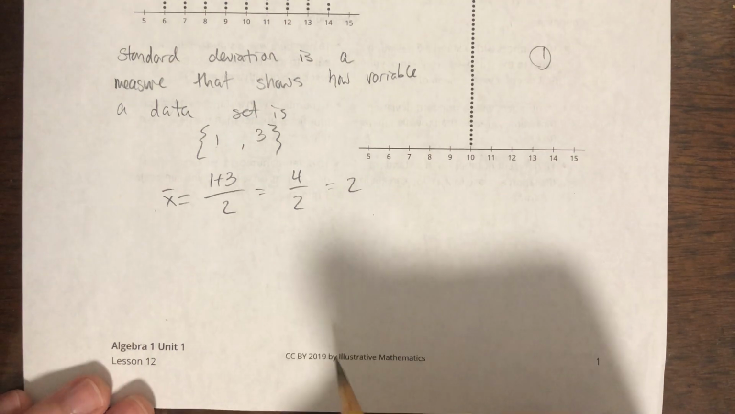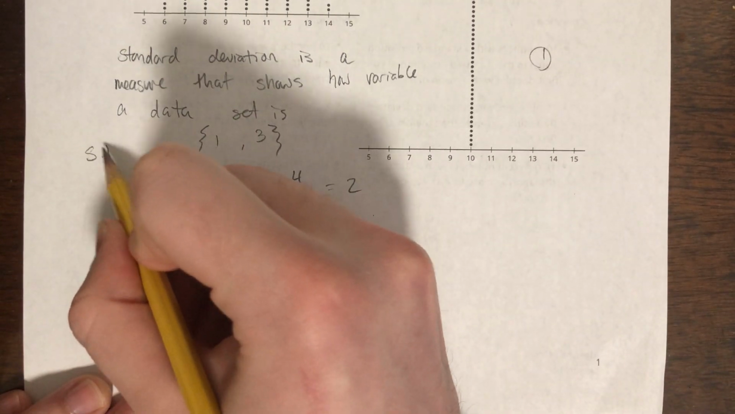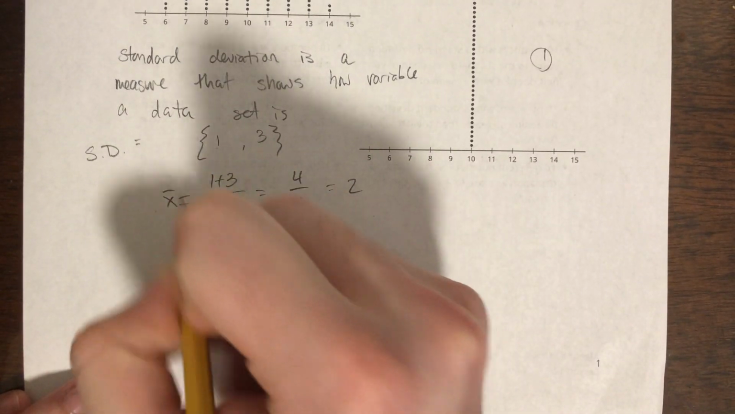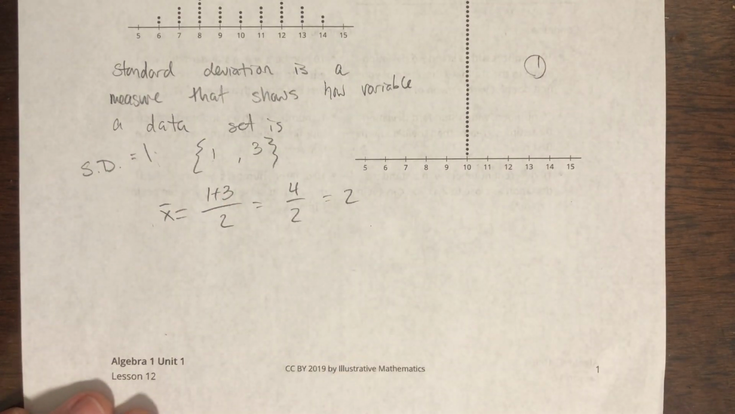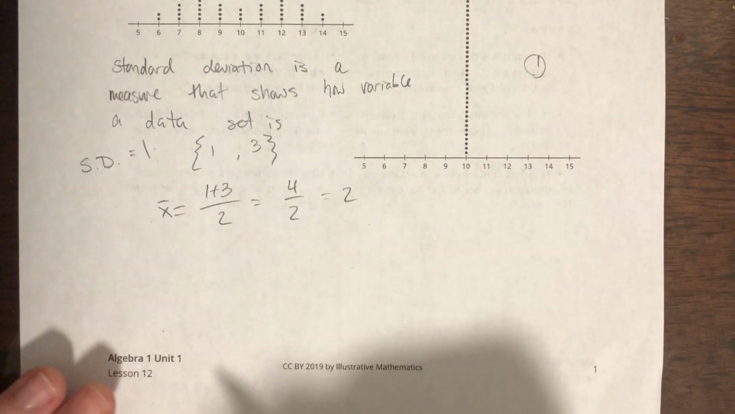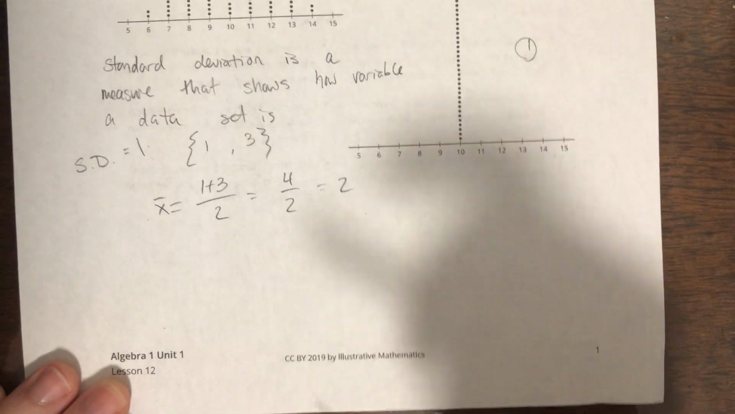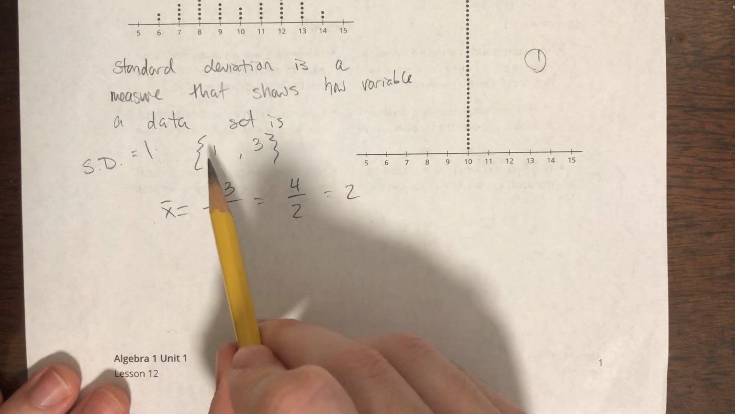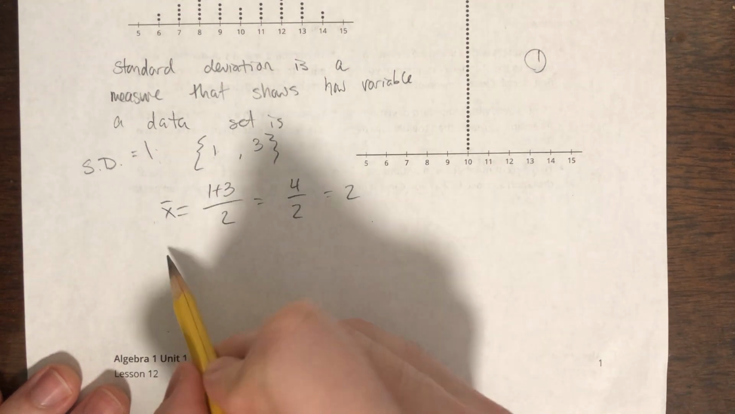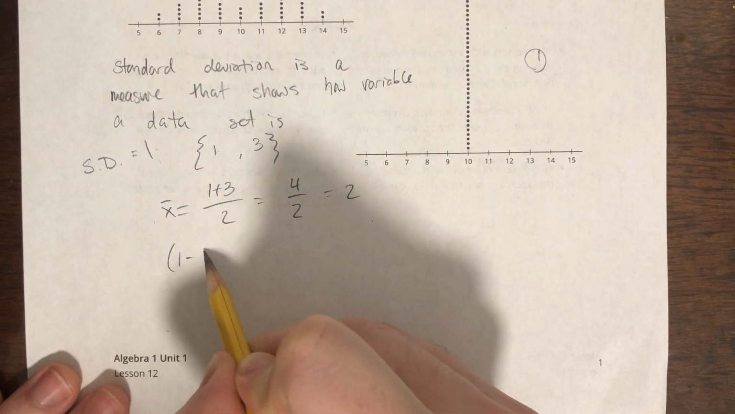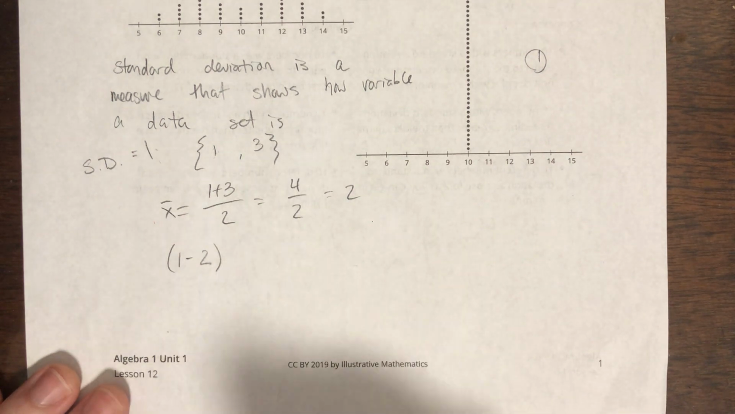So this is going to have a standard deviation, and I'll abbreviate SD, of 1, because on average, everything is 1 away from the mean. Let me show you the actual math that goes behind that. So what you really do is you find the difference of every data point and the mean. So 1 minus 2 would be 1 difference.